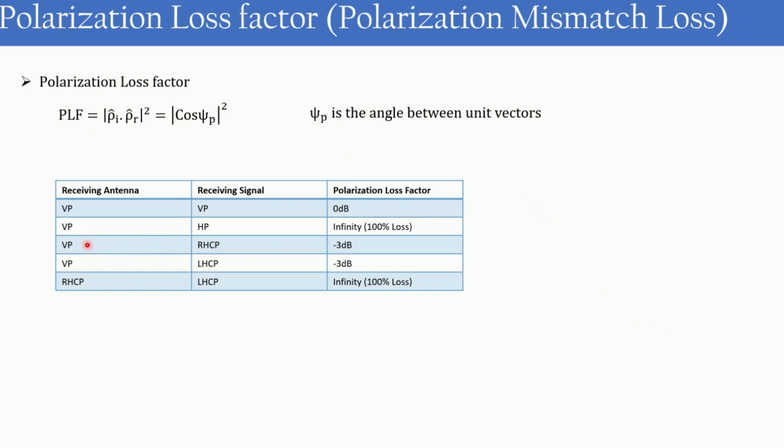In this case, we can see that if we have a vertically polarized antenna and we are getting any right hand circularly polarized or left hand circularly polarized signal, the loss will be minus 3 dB. So let's see how you can understand this.